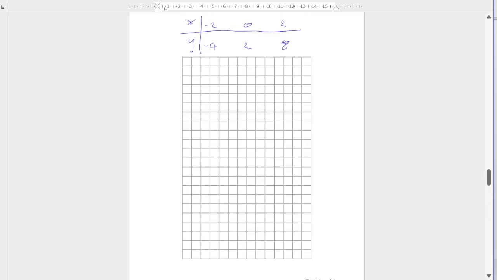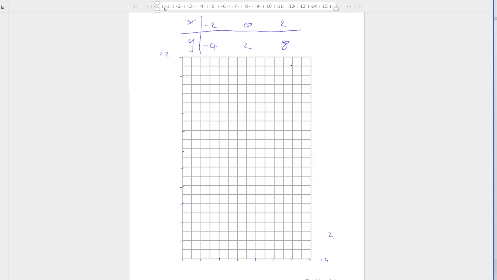So I want my x-axis to go from minus 2 to 2 and my y values to go from minus 4 to 8. If we look at the space I've got, we've got 2, 4, 6, 8, 10, 12, 14 across, and we've got 2, 4, 6, 8, 10, 12, 14, 16, 18, 20, 22 up. So I'm going to go, well, I need to go a range of 4 to 8. So I'm going to go in 2s across, 2 squares for each one, and then to go up, I want to go up a total of 12. So I'm going to go up in 1s.